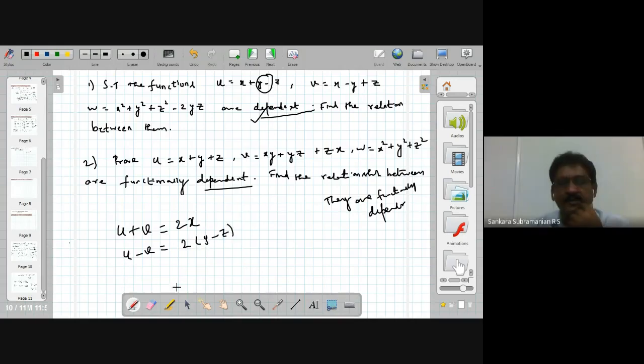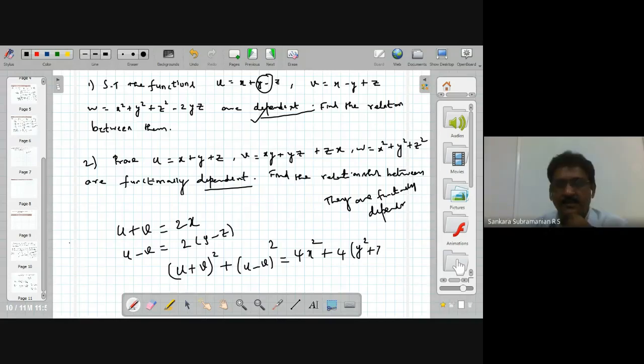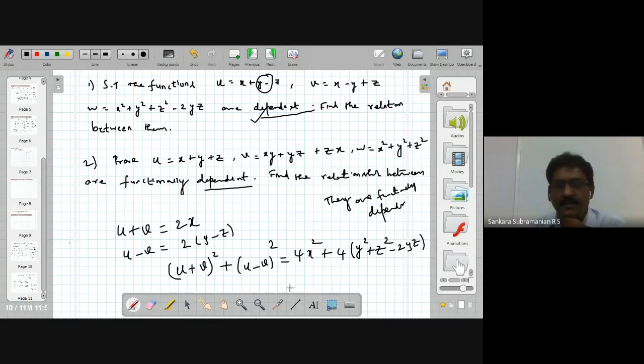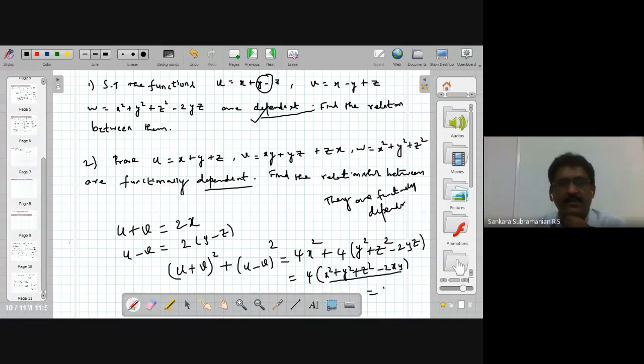What is u plus v the whole square plus u minus v the whole square? You get 4x square plus 4y square plus 4z square minus 2yz. Or you can say that 4 can be taken out: x square plus y square plus z square minus 2yz. This is equal to 4w, okay?